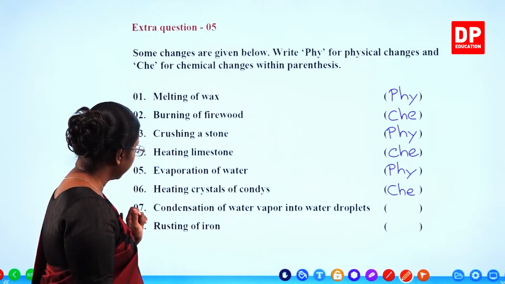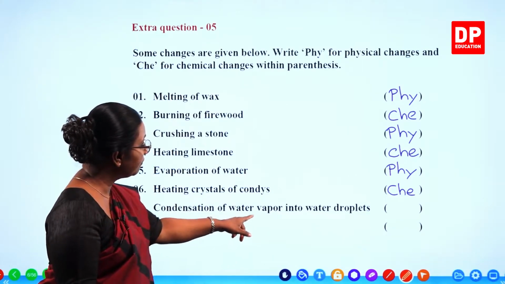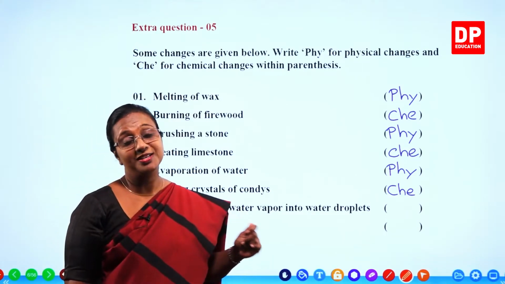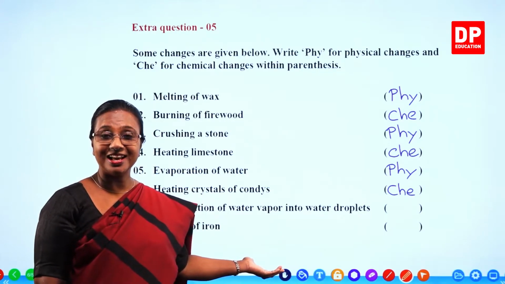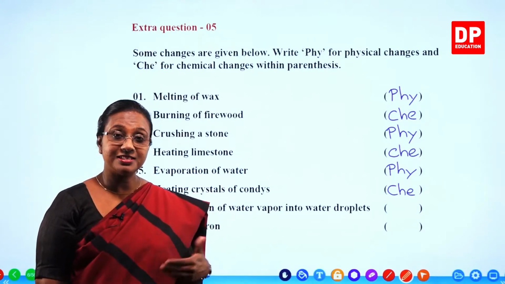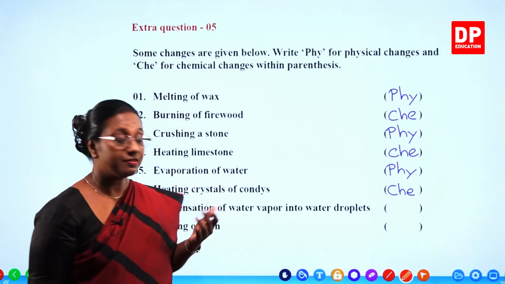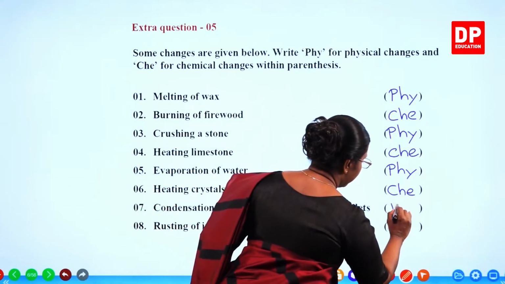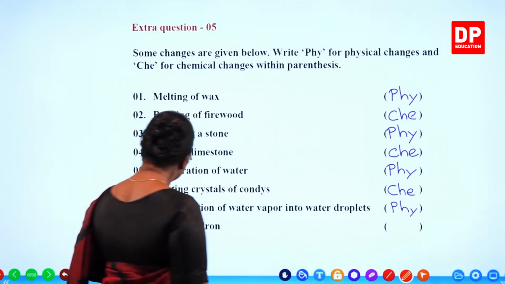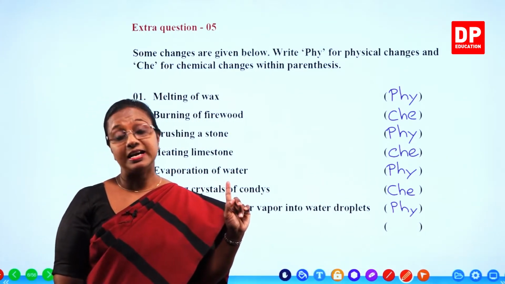Then the seventh one, condensation of water vapor into water droplets. Here they have explained it directly. Water vapor, gaseous state, water droplets, liquid state. So, state change, it is a physical change. PHY.